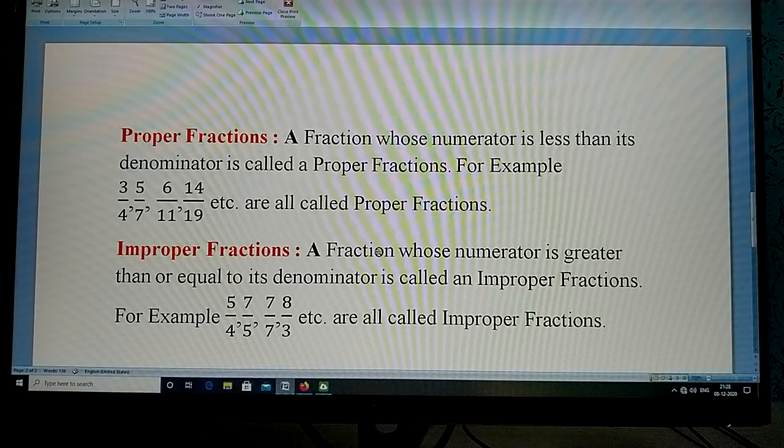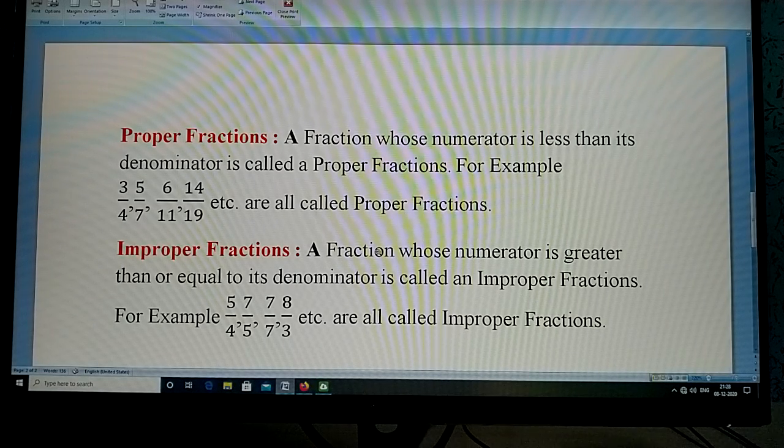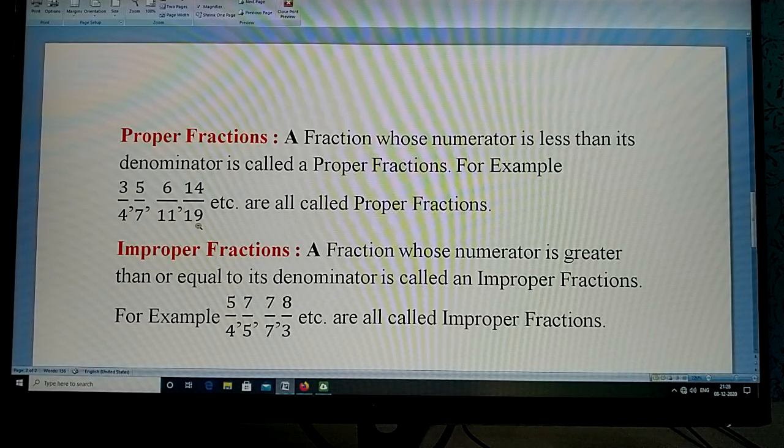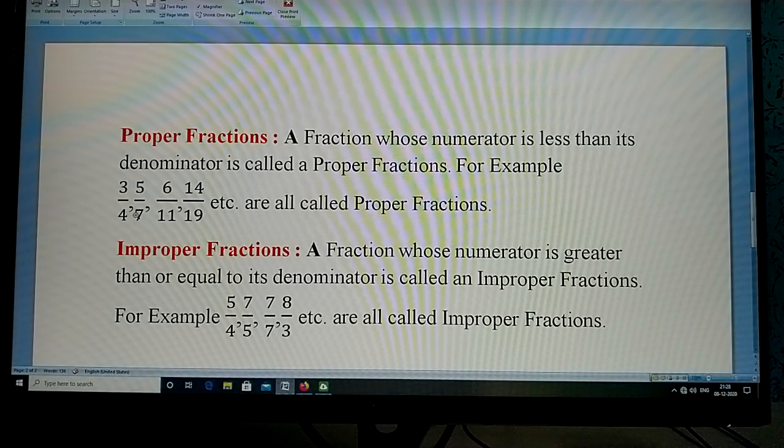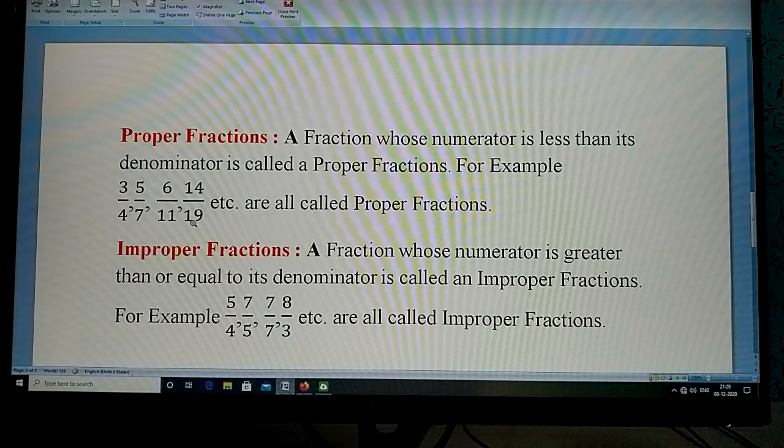Next is proper fraction. A fraction whose numerator is less than its denominator is called a proper fraction. You can see here 3 by 4, 5 by 7, 6 by 11 and 14 by 19. In all these fractions, if we see carefully, the numerator is always less than the denominator. Here 3 is less than 4, 5 is less than 7, 6 is less than 11, and 14 is less than 19. So all these fractions are called proper fractions.